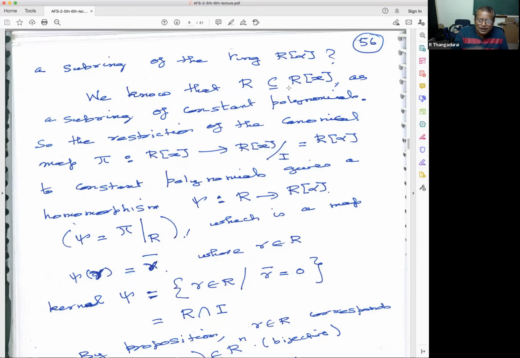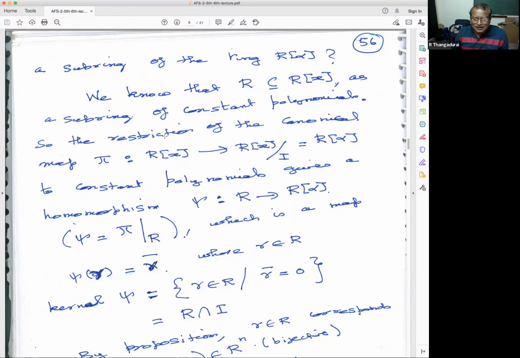How does it go? Under the canonical map, any polynomial goes to polynomial plus I, the polynomial bar. Here we have only constant polynomials, elements of R. So r goes to r plus I, r bar, where r belongs to R. The kernel of this psi map is what? Kernel is nothing but the set of r belonging to R such that r bar is 0. This is a restriction map of pi. What is the kernel of the pi map?